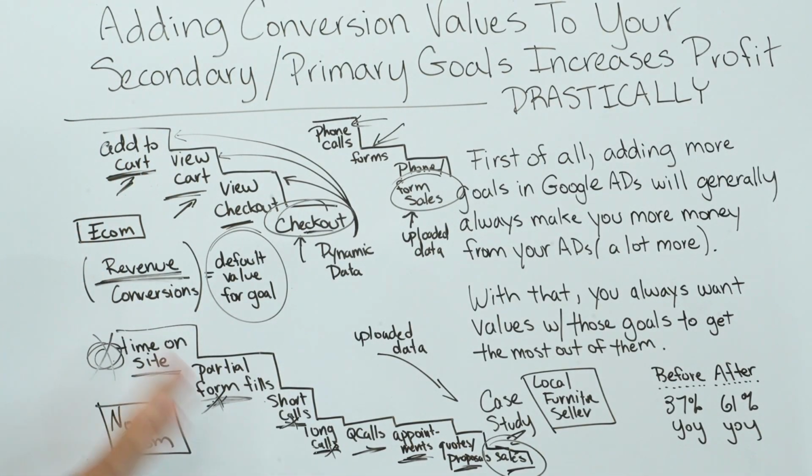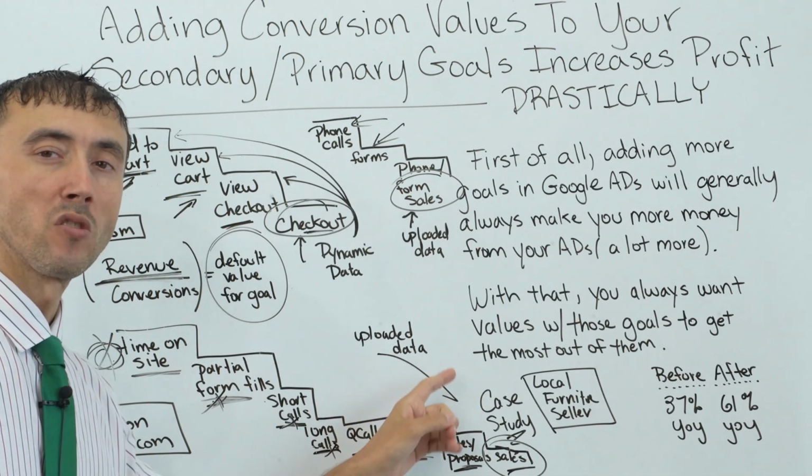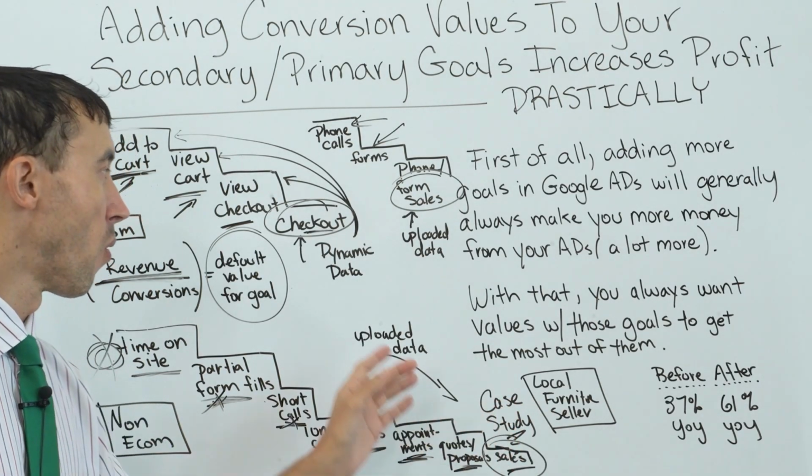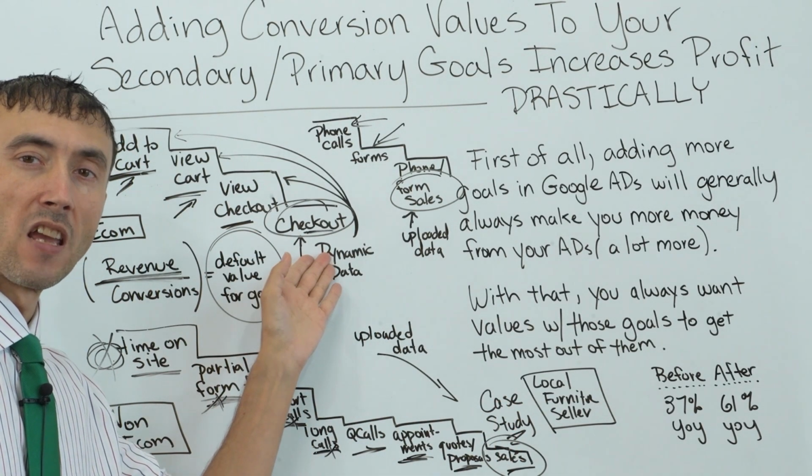But that all said, you're going to use offline conversion tracking to set the value if you can, or the purchase tracking data if you can, as the value.